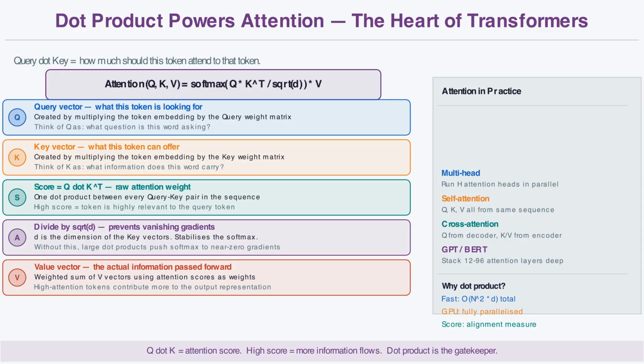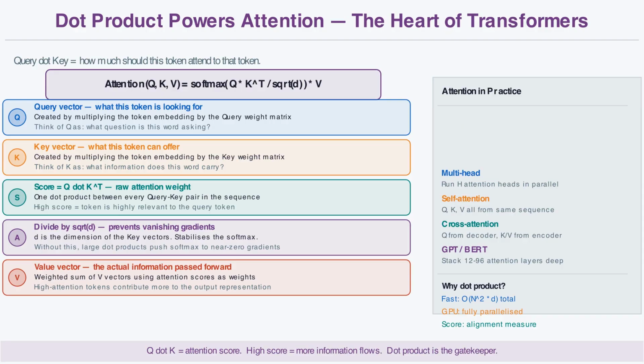Q is the query matrix for each token in your sequence. The query vector asks, what information do I need? K is the key matrix for each token. The key vector says, what information do I offer? V is the value matrix. This contains the actual content to be passed forward.